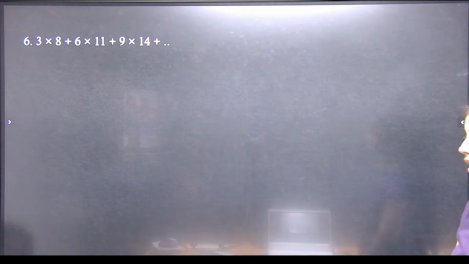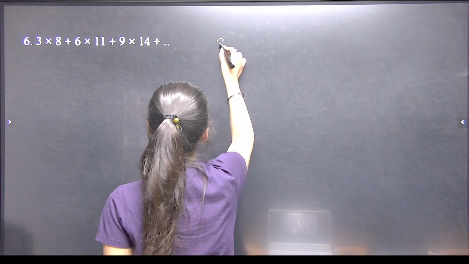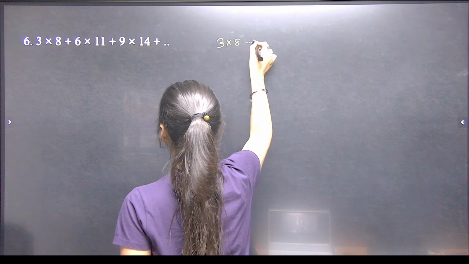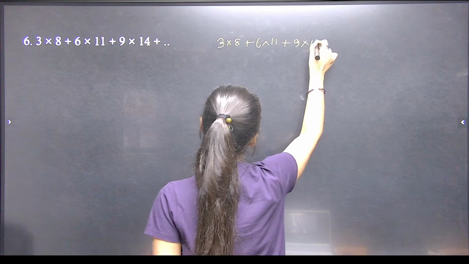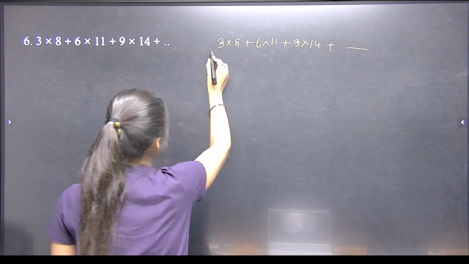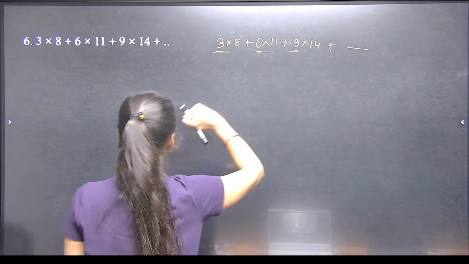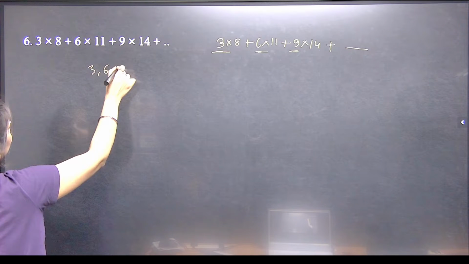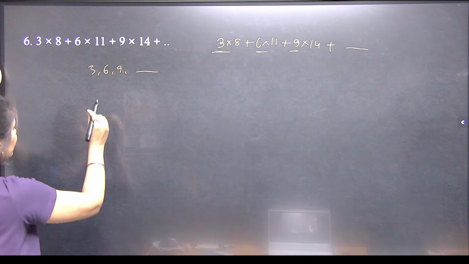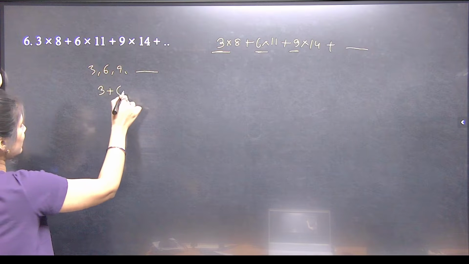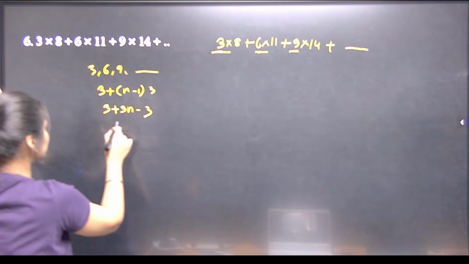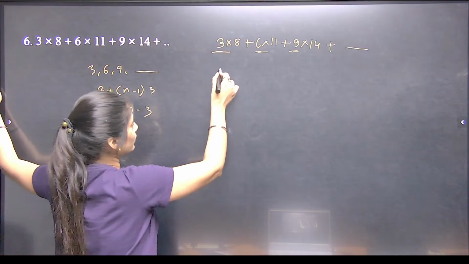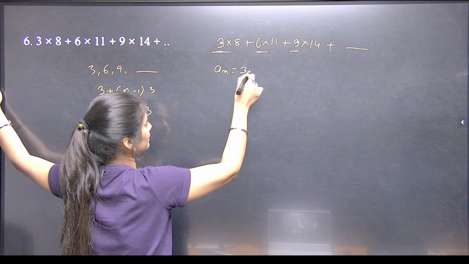Now the next question is question number 6. Question number 6 is again another pattern. 3 into 8 plus 6 into 11 plus 9 into 14. That's it. Now the first terms are 3, 6, 9. Now what is 3, 6, 9? AP, GP, what it is? It is an AP, isn't it? So it is a plus n minus 1 d. So it is 3 plus 3n minus 3. So it is 3n only. Okay, so nth term is 3n.